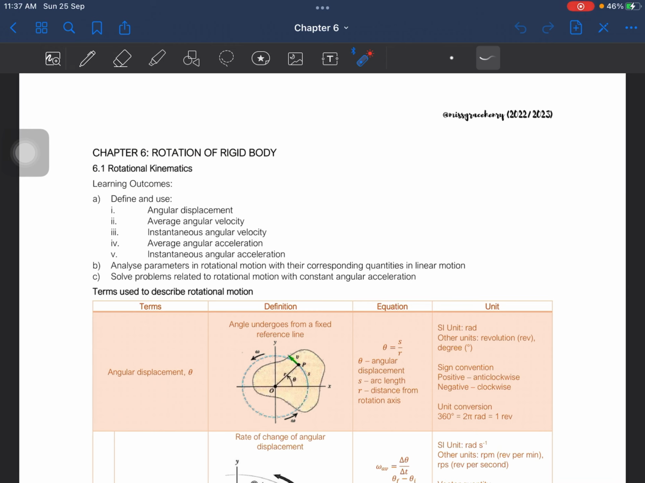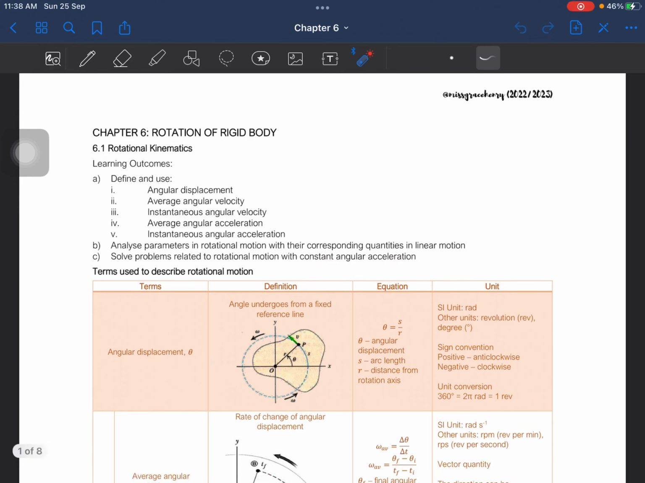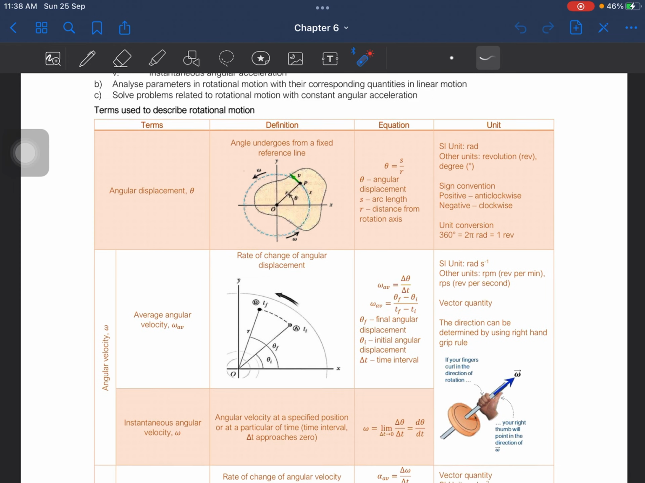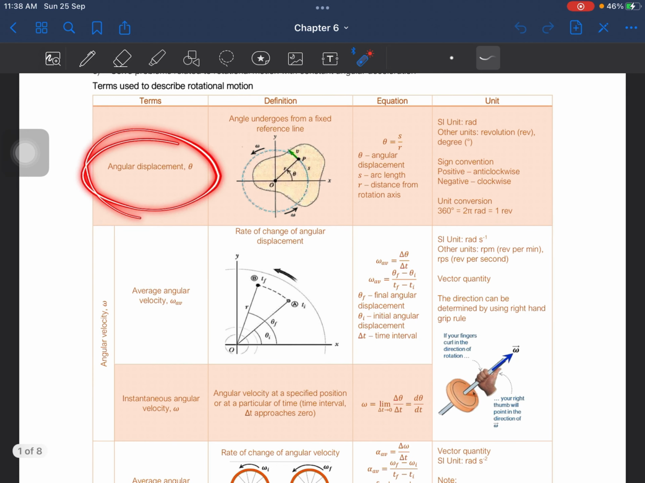You have to be able to define and use all of this here. Analyze parameters in rotational motion with their corresponding quantities in linear motion, and lastly, solve problems related to rotational motion with constant angular acceleration. Okay, so let's look at the terms used to describe rotational motion. Firstly, we have angular displacement.